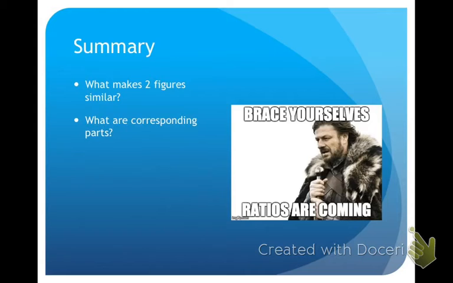So think about some things to write down for your summary, maybe what makes two figures similar, and what are the corresponding parts. And brace yourselves because ratios are coming.